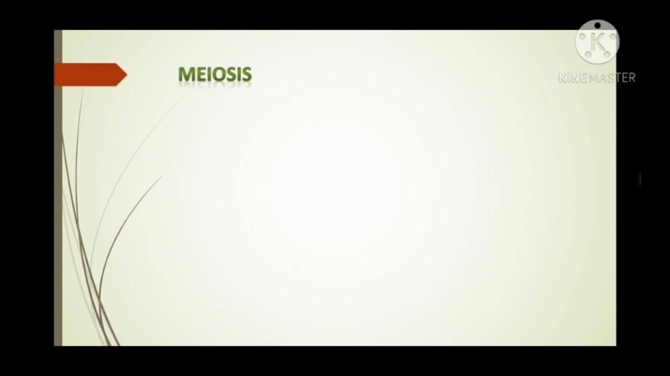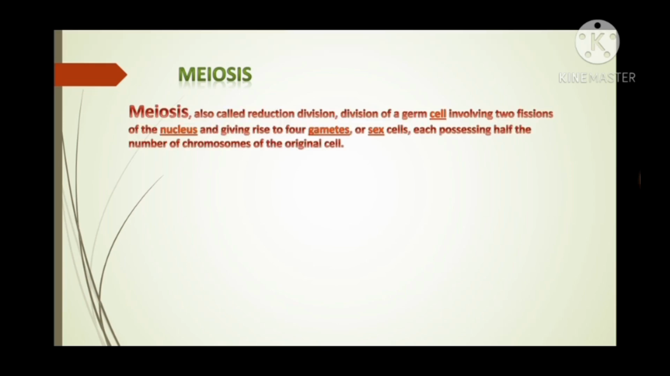So children, talking about meiosis, it is also called reduction division because the production of offspring by sexual reproduction involves the fusion of two gametes.